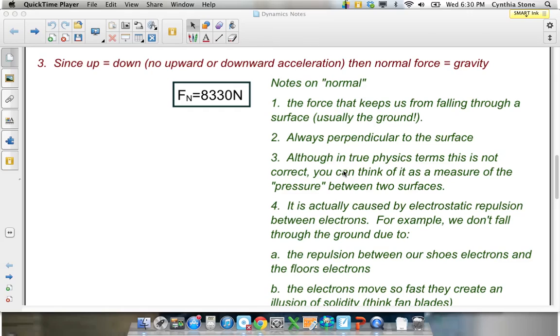Saying it's pressure isn't quite right, but it is a way to think of it. The more pressure there is between surfaces, the more the normal force. Like I say, I'm kind of lying to you when I say that, because it's not pressure, but when you think of pressure, the more pressure, the more normal force. Less pressure, less normal.